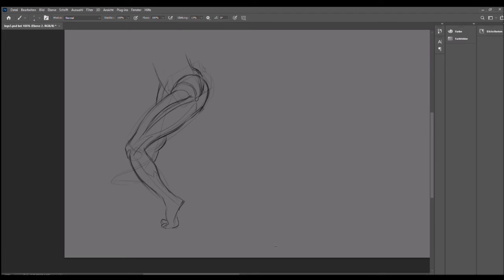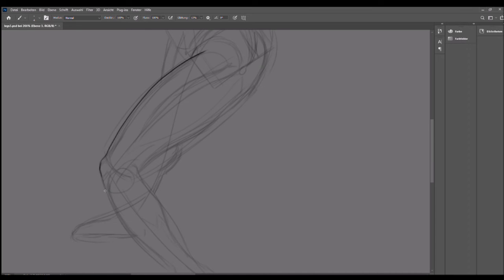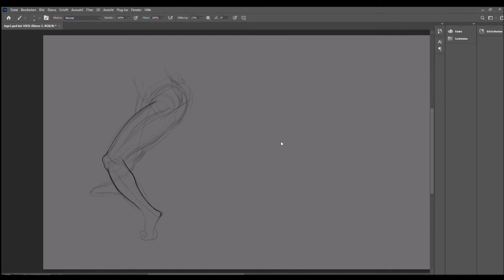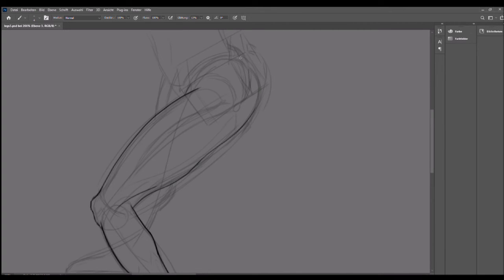You will already know the starting point and the end point of the muscles, and the rest is just to understand which muscle is flexed right now and which is relaxed, and it will tell you if you have to make the curve between those two points really bulgy or rather flat. Flat when it's relaxed, it's going to be a bulge when it's flexing.